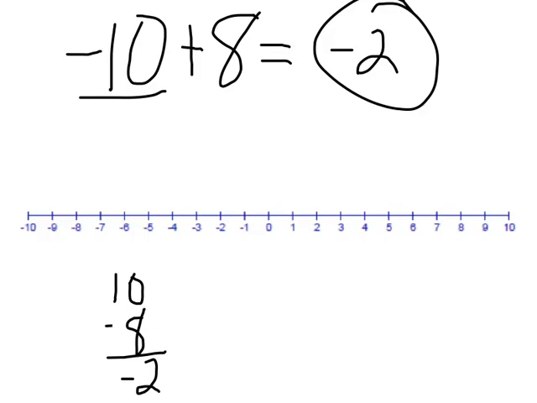And again, think about it like money. I owe my friend $10. I pay them back 8. I still owe them negative 2. So start at negative 10. Don't mind the loudspeaker. Go ahead and add 8 by moving 8 spaces to the right. And now I'm at negative 2.